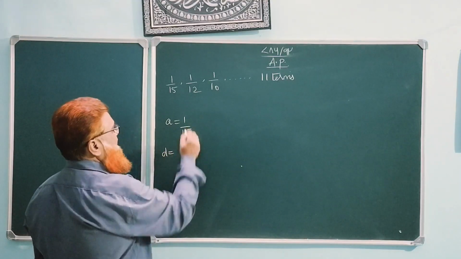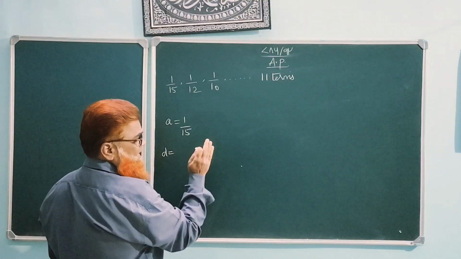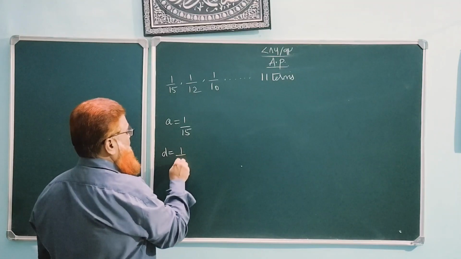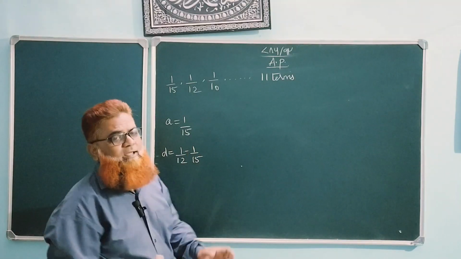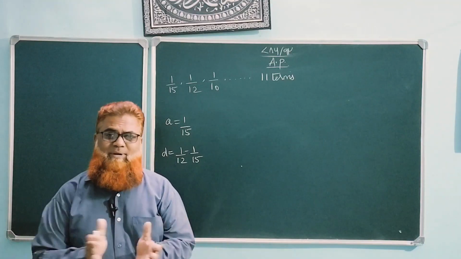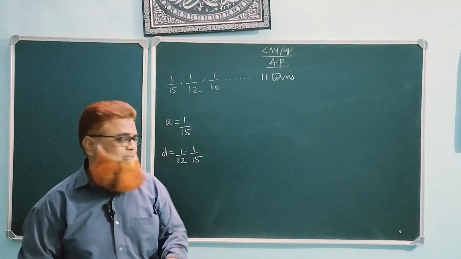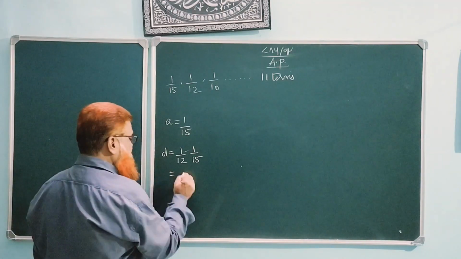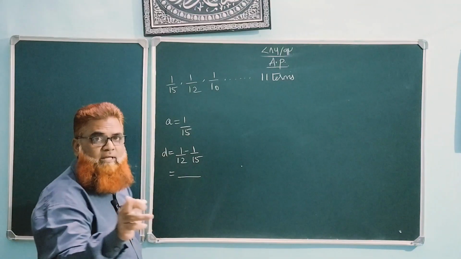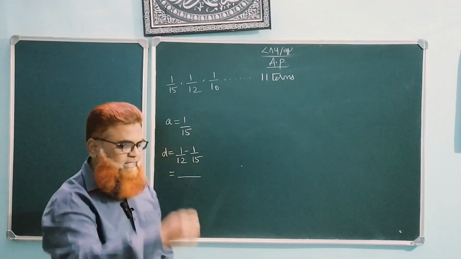Here it is a rational. Being a rational, you have to find the difference in a very careful way: 1 by 12 minus 1 by 15. Because they are not whole numbers, we cannot subtract easily. Here 1 by 12 minus 1 by 15, you must and you ought to go for LCM.